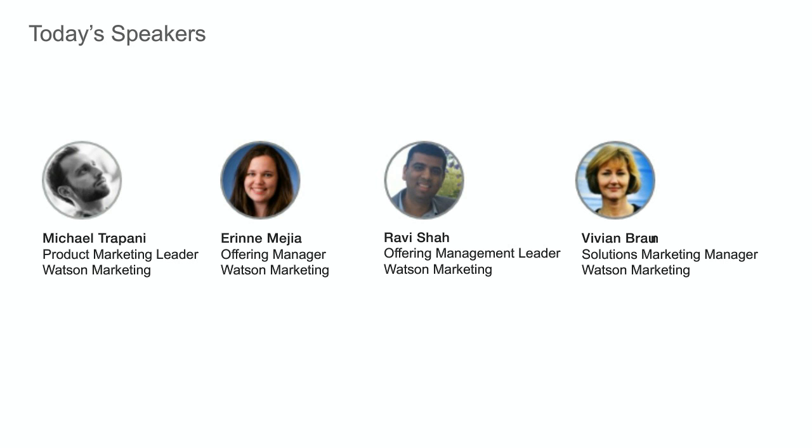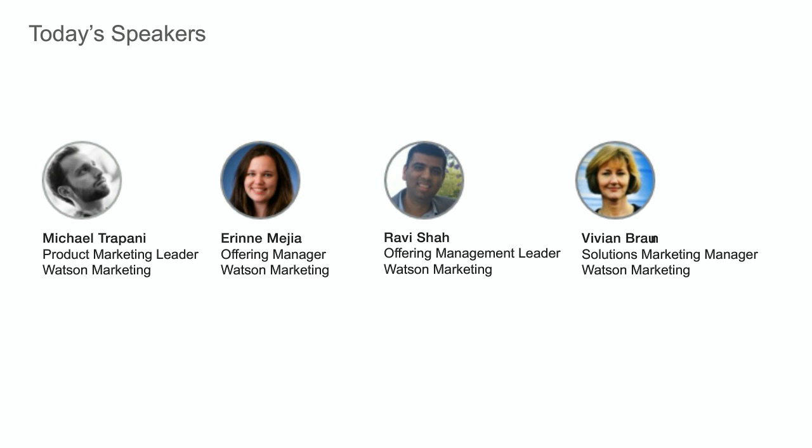I'm joined today by Aaron Mejia, who is an Offering Manager for Campaign Automation. Ravi Shah, who is another Offering Management Leader around the Watson Marketing capabilities, specializing around mobile and our social capabilities. So we have some really exciting capabilities around that as well. And then Vivian Braun, who is our Solutions Marketing Manager around Watson Marketing's capabilities for marketing insights. We're going to talk about what that is a little bit later in the presentation, but just want to share who we're going to be sharing some of the content with you today. So those are going to be the speakers as you hear them.